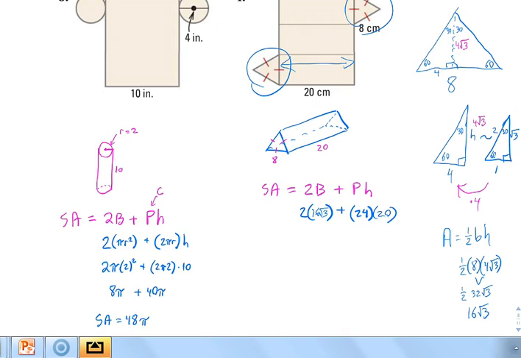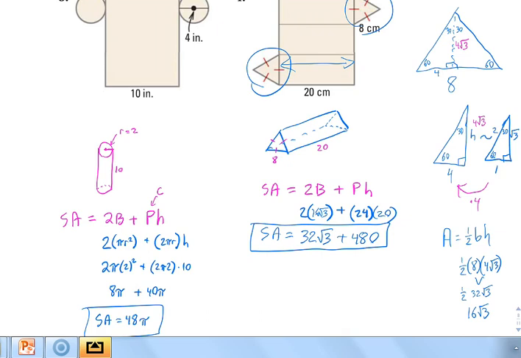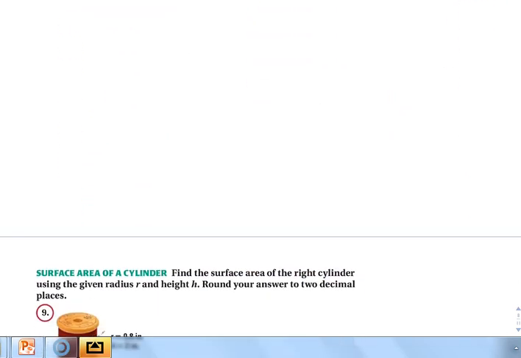So simplifying this a little bit, I get 32 root 3 plus 480. And you can't simplify that any further unless you punch it into a calculator to approximate it. But that's the simplified exact answer. Okay, let's look at a couple other problems.